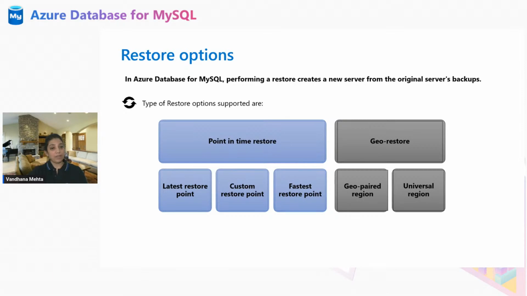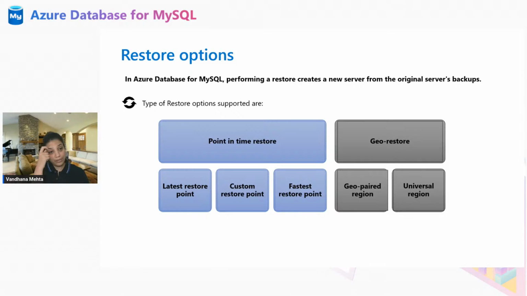The second is a custom restore point. As the name suggests, here you can pick the exact timestamp. For example, you can say 2:37 p.m. yesterday, right before the incident occurred. This gives you precise control over how much data you want to roll back to.